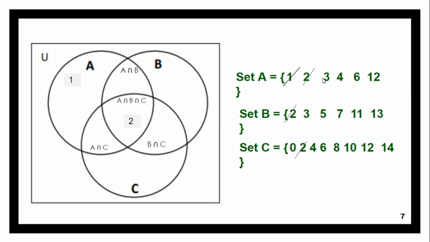Next is, we have here 3. Si 3 po ba ay unique kay set A? No, si 3 po ay may katulad kay set B. So, meaning to say, saan natin siya ilalagay? A intersection of B. So, here. So, we have there 3.